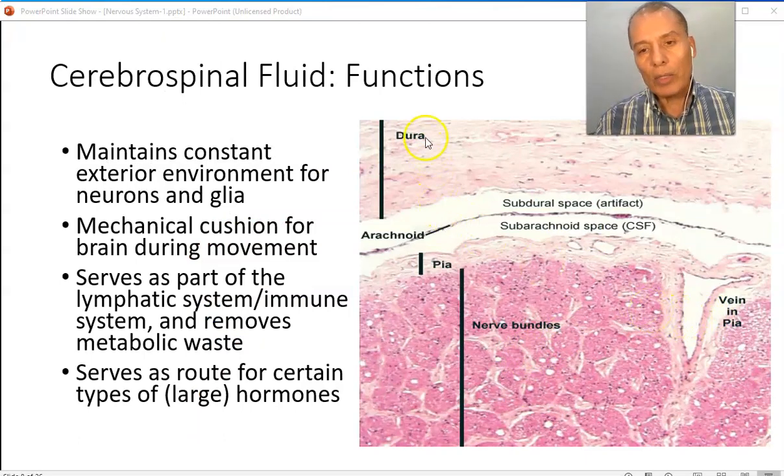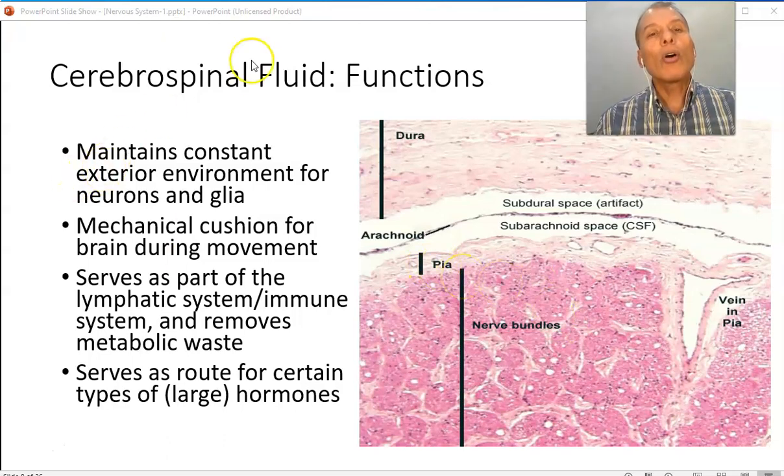So here we have, this is a live specimen: the dura mater, then the subdural space, the arachnoid mater or membrane. Beneath is the subarachnoid space, and it has the fluid, CSF, cerebrospinal fluid, and then there is the pia mater, and then there is nervous tissue.